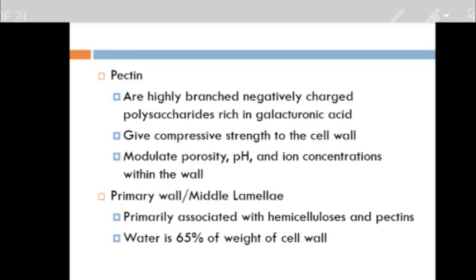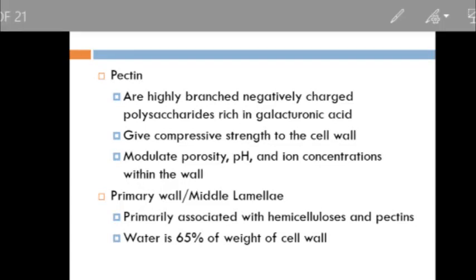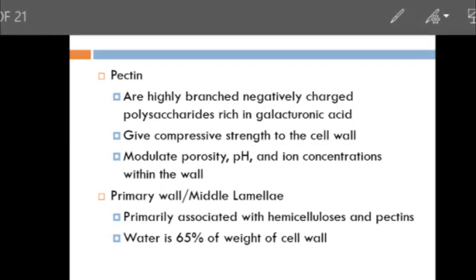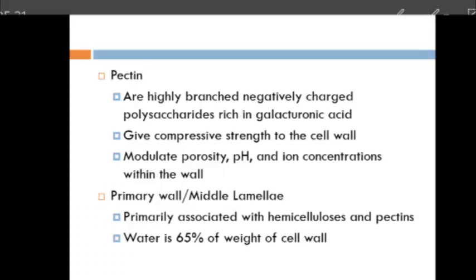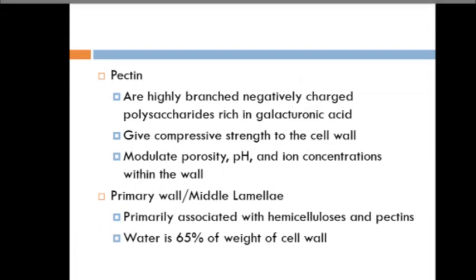It also contains pectin. Pectin is a highly branched, negatively charged polysaccharide rich in galacturonic acids. Among these polysaccharides, some are positive and some are negative. This one is negatively charged, rich in galacturonic acid. It gives compressive strength to the cell wall, so the cell wall becomes rigid. That's why we say that pectin holds the cell wall in a fixed shape. It determines the cell shape.